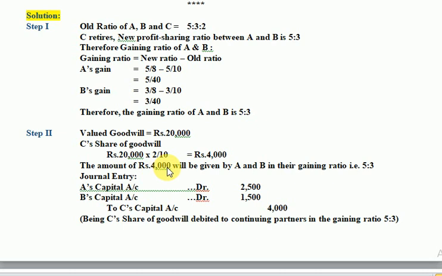This amount of 4,000 goodwill will be given to C by A and B in their gaining ratio, for which the journal entry goes: A's capital account debit 2,500, B's capital account debit 1,500 to C's capital account 4,000, being C's share of goodwill debited to continuing partners in the gaining ratio 5:3. I hope these 2 steps are understood and this is part of working notes.